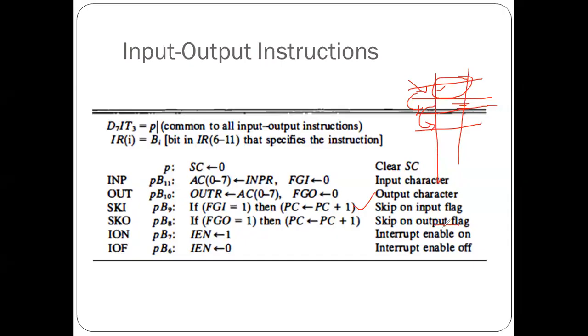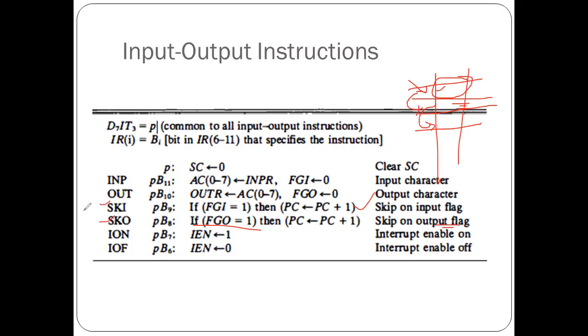Similarly, based on the output flag also, you can perform a skip operation. Skip on output flag: if FGO is 1, then we skip. And the next two instructions are related to the interrupt.